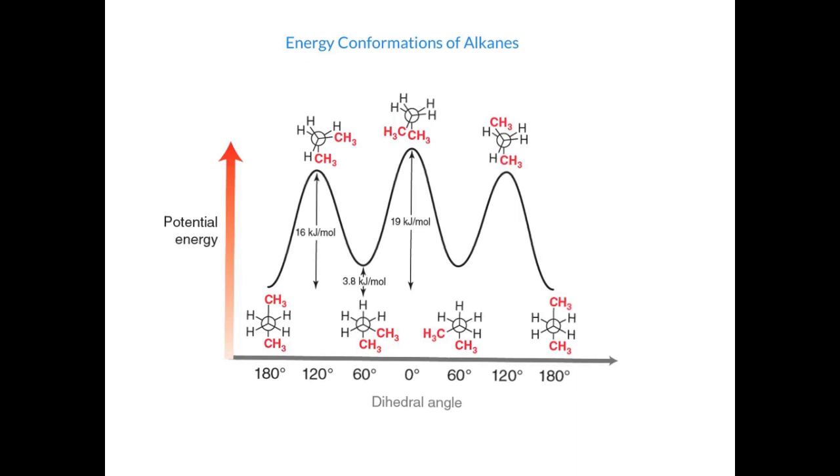If we now see the energy diagram of butane, then we will notice that the eclipsed conformation where the methyl groups are close together is 19 kilojoule per mole higher in energy compared to the anti-conformation where the methyl groups are far away. While between the staggered conformations, the anti-conformation is once again 3.8 kilojoule per mole lower in energy compared to the one where we have a Gauche interaction.